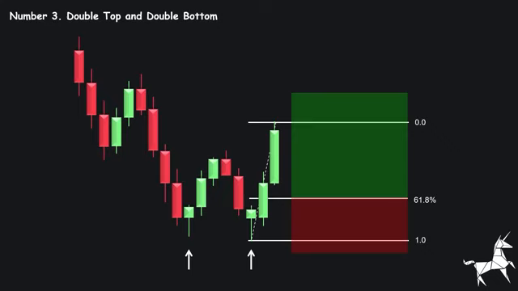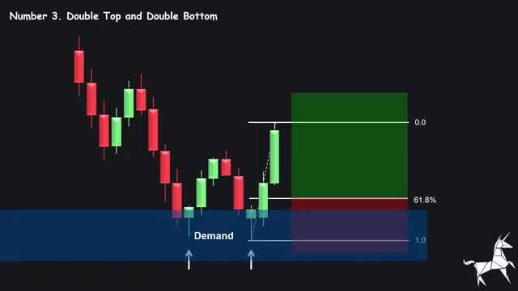For example, imagine if this demand area was an order block or a fair value gap in the higher time frames. After mitigating this area, forming a double bottom reversal pattern like this can be a perfect entry reason to go long here. In fact, combining smart money concepts with price action entries can produce some of the most accurate entries, as they are both powerful.